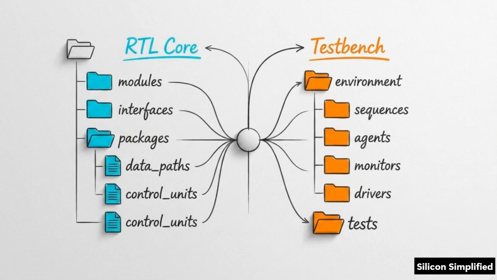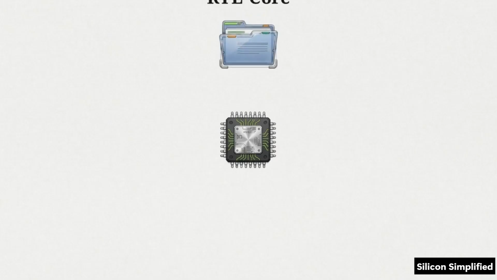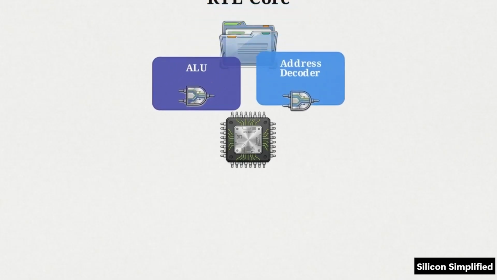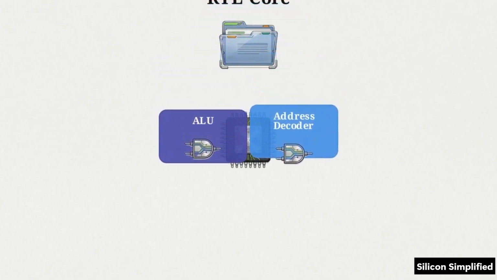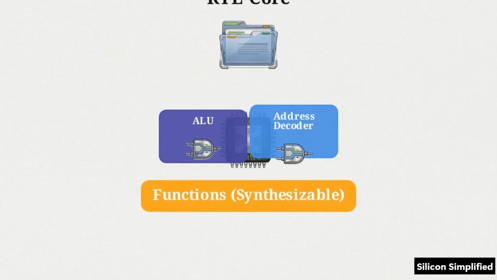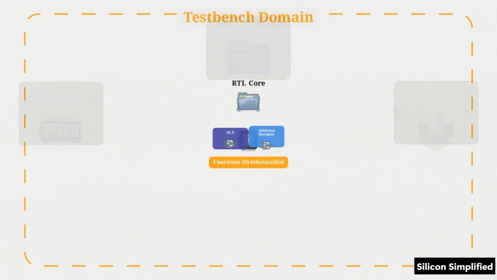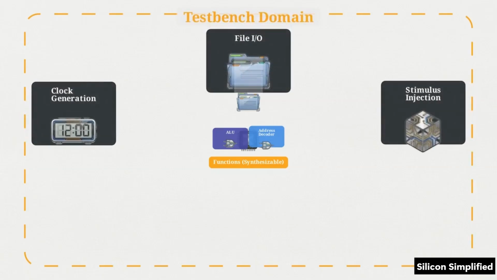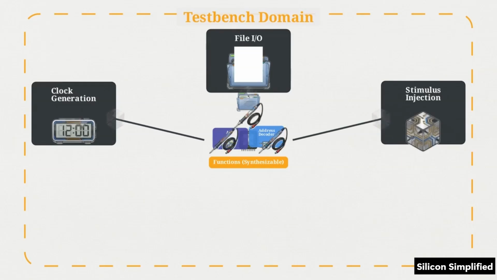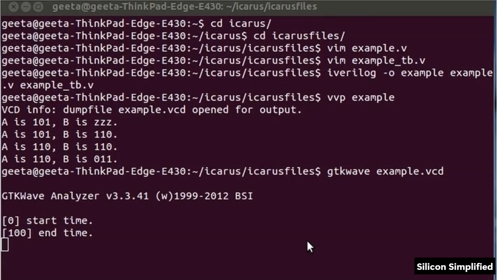So, where do these subroutines belong in a professional project directory? Inside the synthesizable RTL domain, the code that actually becomes silicon, you will rely predominantly on functions to construct the ALUs, address decoders, and combinational data paths. Outside of that core logic sits the test bench domain. Here, the external simulation environment relies heavily on tasks to open files, generate clock cycles, and inject controlled stimuli into the design. We can see this dynamic in this terminal readout.